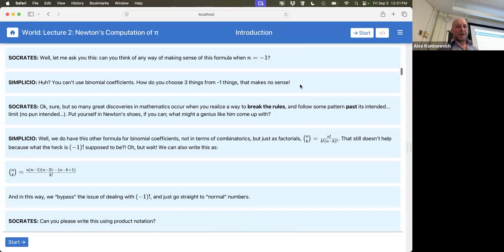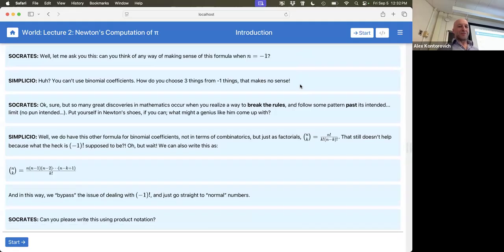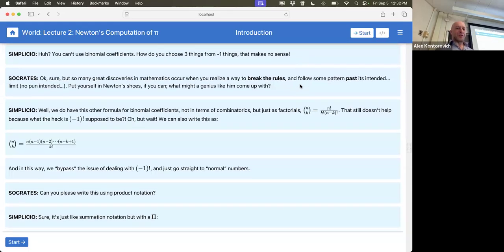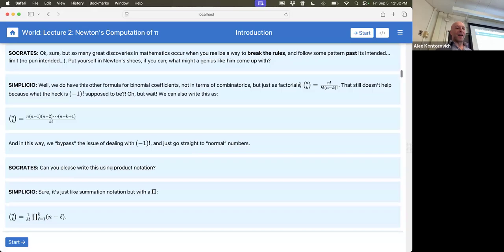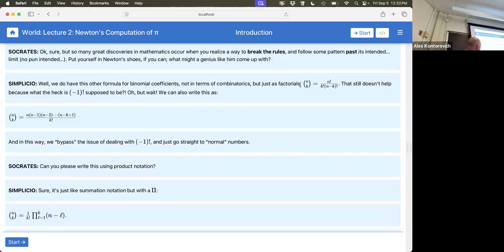And Socrates says, can you please write this using product notation? I'm just trying to make sure everyone knows summation notation and product notation. Sure, it's just like summation notation, but with pi. So this formula that we wrote like this, we can also write as n choose k. Well, there's this k factorial in the denominator, and then it's a product of n minus l's, like that.